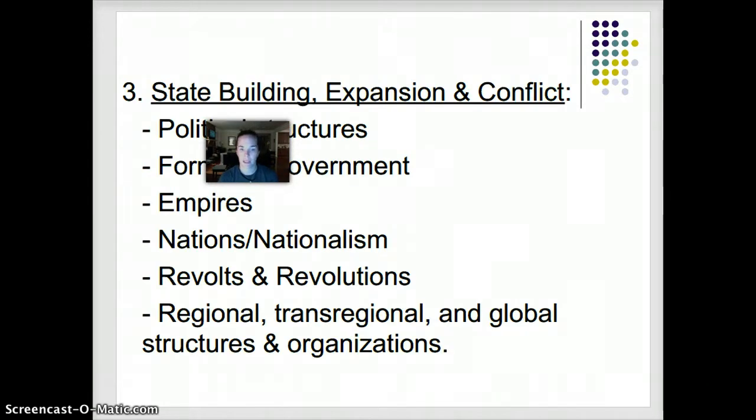Theme 3 is state building or empire building, you can call it that. So it's the expansion of these different empires and the conflicts that may have arisen because of them. So during this, we'll look at the political structures, the types of government, so anything from theocracy, democracy, monarchy, absolute monarchy, constitutional monarchy, communist, etc. We're going to look at the different empires, nations and nationalism, revolts and revolutions, and regional, trans-regional, so between 2 different regions, global structures and organizations.